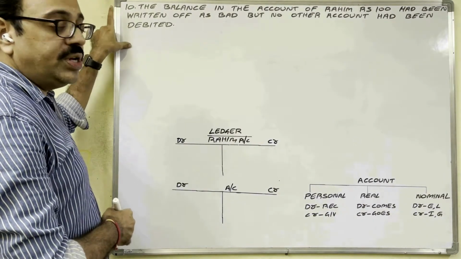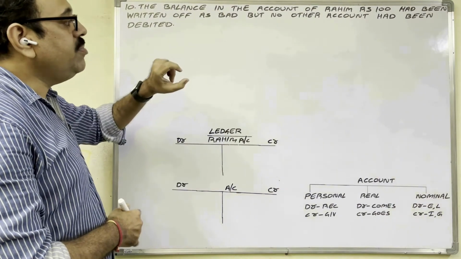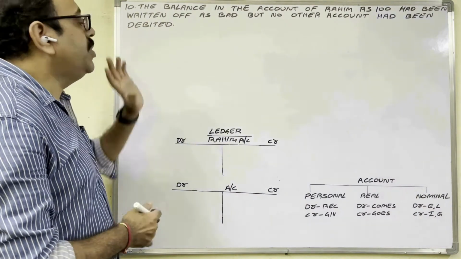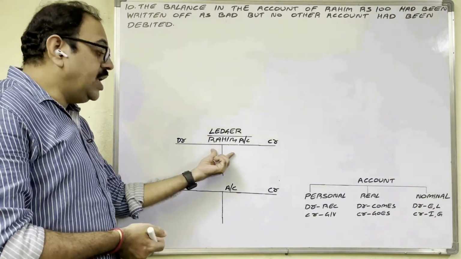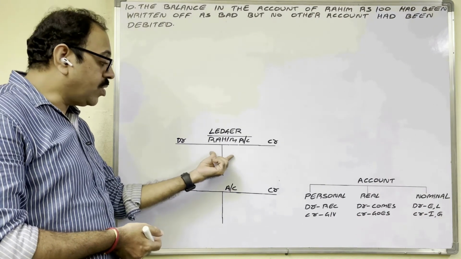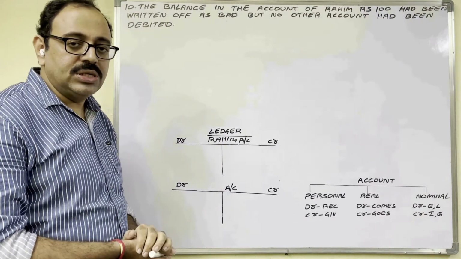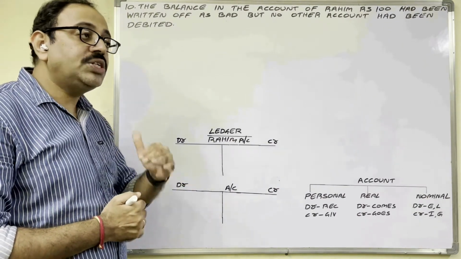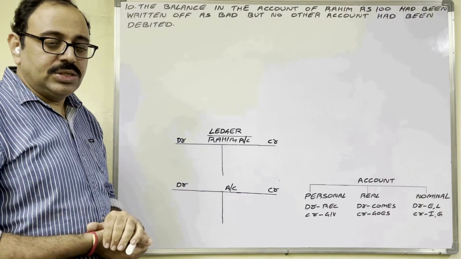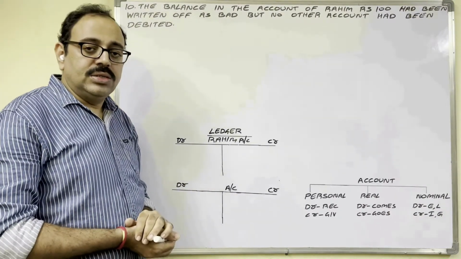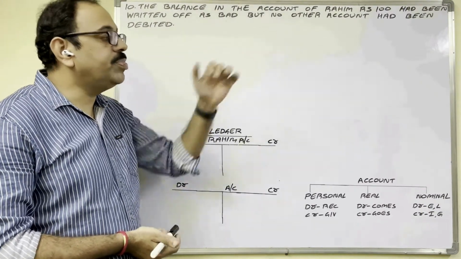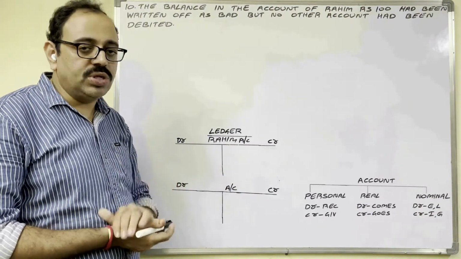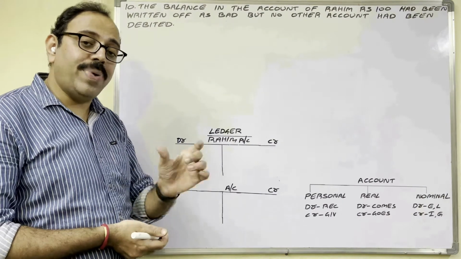10th point, the last one. The balance in the account of Rahim, 100 rupees, had been written off as bad, but no other account had been debited. We prepared Rahim's account. Rahim's account has some balance, 100 rupees. So this 100 is not going to come from Rahim. Therefore, the firm has written off this amount as bad debt. So bad means nothing but bad debt. Rahim has to pay 100 rupees to us. As he is not going to pay that amount, this 100 is a loss to the firm. That loss is known as a bad debt.